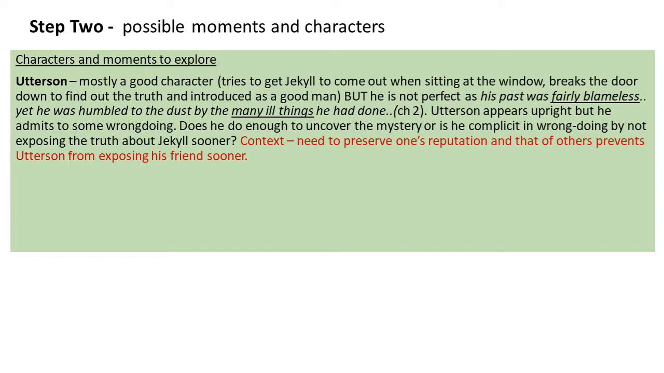However, he isn't perfect, as his past was fairly blameless, yet he was humbled to the dust by the many ill things he had done. So he does have that hint of darkness to him, and that's in chapter 2. Utterson appears upright, but admits to some wrongdoing. Does he do enough to uncover the mystery, or is he complicit, part of the wrongdoing by not exposing the truth about Jekyll sooner? So you could talk about context here. The need to preserve one's reputation and that of others prevents Utterson from exposing his friend sooner. So maybe there's a conflict between morality and society's expectations. You can't be the perfect Victorian gentleman and listen to your conscience.